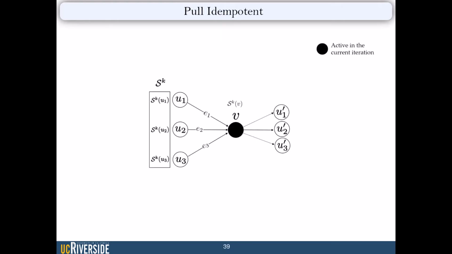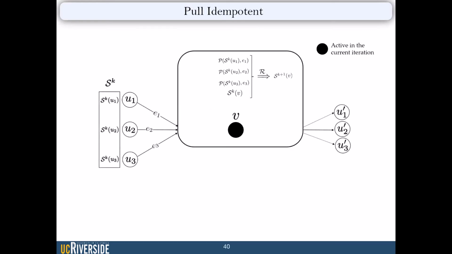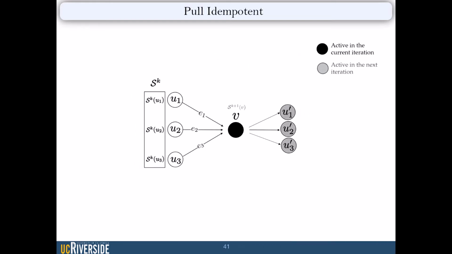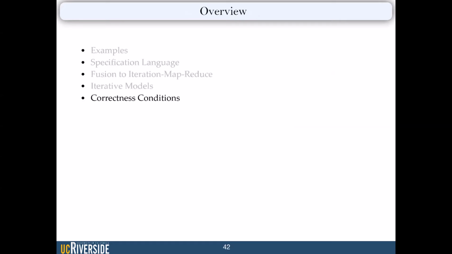Now let's consider vertex V in the kth iteration. The active vertex V starts pulling the propagated values from all the incoming neighbors. The value of the vertex V in the next iteration is then calculated by applying reduction function R over the pulled values and the current value of V. Finally, if the value of V changes, the outgoing neighbors are set to be active for the next iteration. The iterations continue until the values of all the vertices stay unchanged.